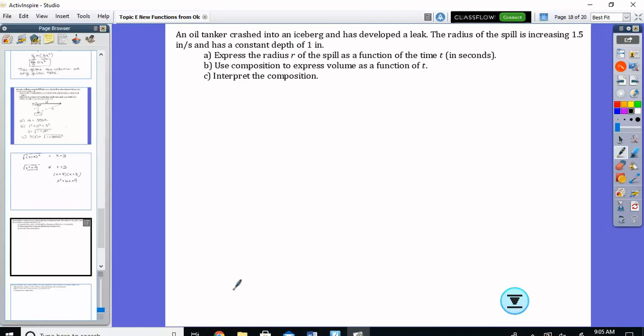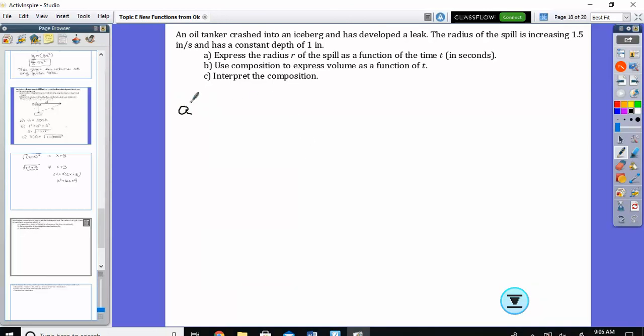So, an oil tanker crashed into an iceberg and has developed a leak. The radius of the spill is increasing 1.5 inches per second and has a constant depth of 1 inch. So this is something that would be applicable, right? If there is an oil leak in the ocean, we need to know how big is this going to get? What's going to be impacted? How big of an area are we looking at?